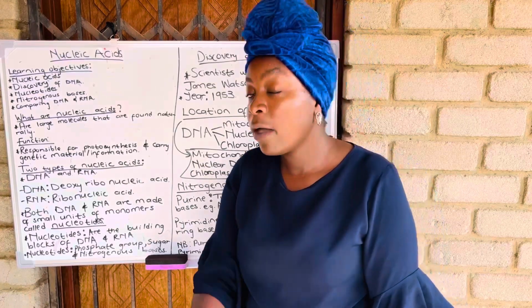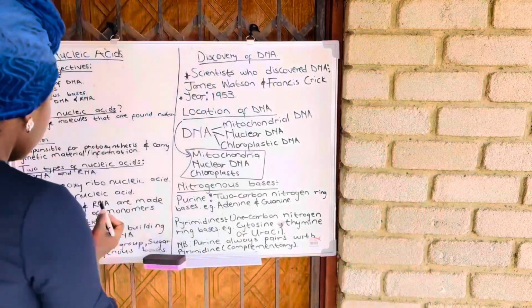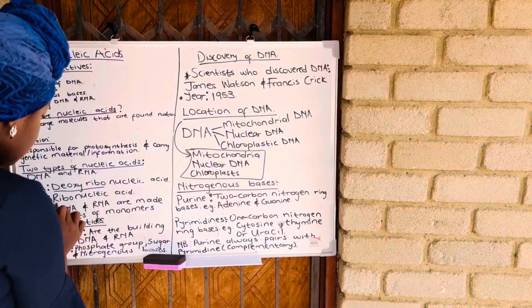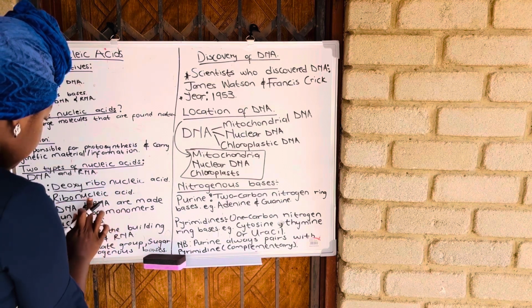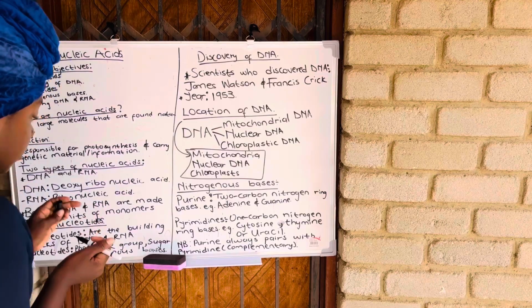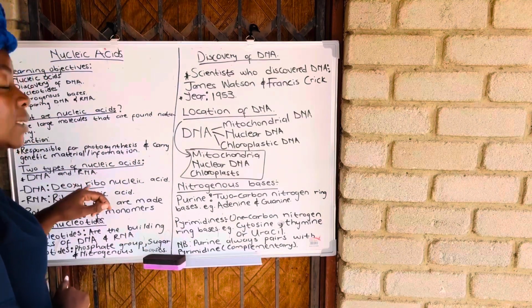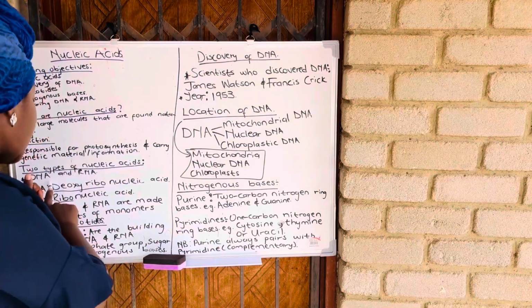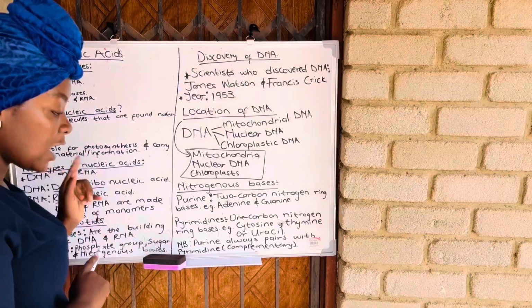So now I want you to understand something when it comes to differentiating. I want you to underline these two words, because deoxyribo is going to be the deoxyribose sugar that is found in DNA, and then the ribo is going to be the ribose sugar that is found in RNA.